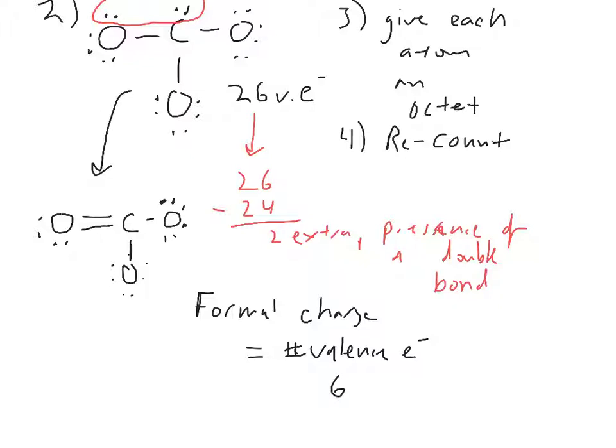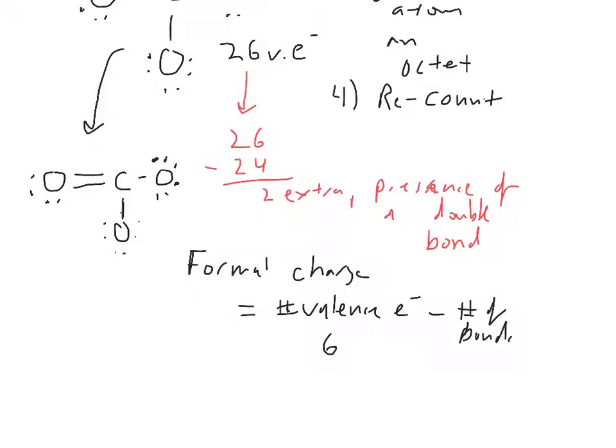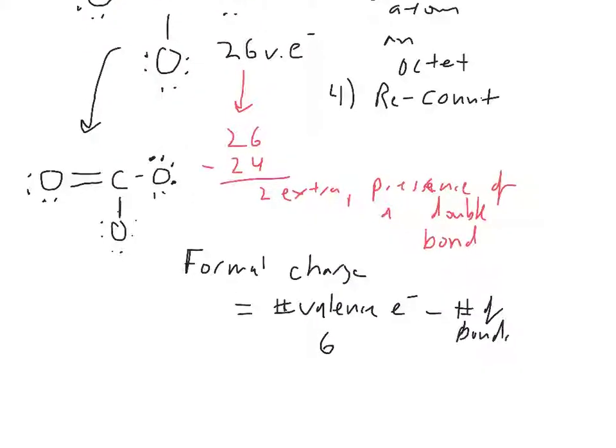Oxygen has 6 valence electrons. Its group number is 6A, minus the number of bonds. Let's just say we're talking about this oxygen atom. Sorry about that. It has one bond.